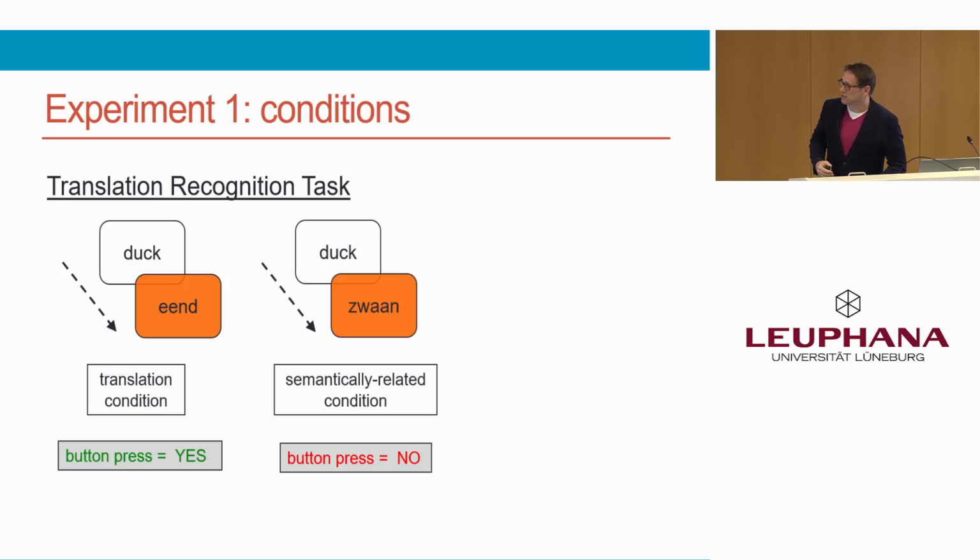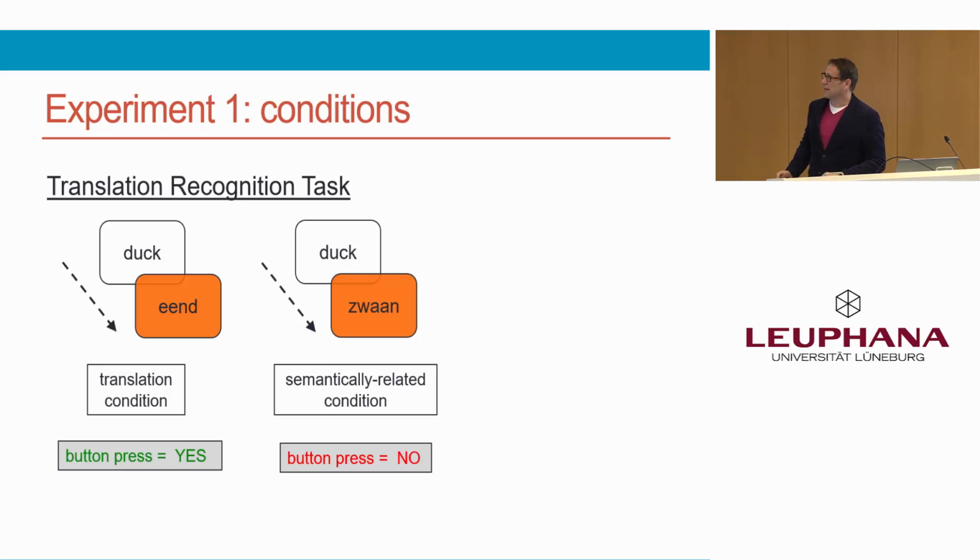Now comes the second condition, which is a semantically related condition. Now, why do we have this? Well, I'll explain in a minute using the model again, but the semantically related condition is very important for us because it has to have something semantically to do with the word we're trying to translate. And here we have this word. What is that in German? Very good. You all know Dutch. Good. Here we have to press no, right?